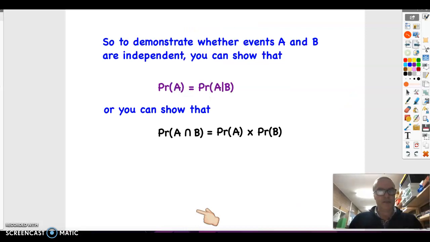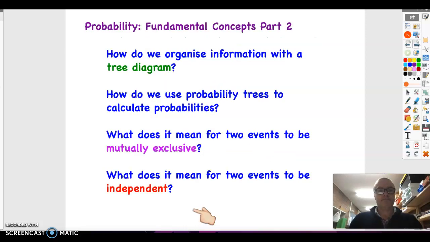So just to be clear, to demonstrate whether events A and B are independent, you can either show that the probability of A is equal to the probability of A given B, or you can show that the probability of the intersection is the probability of A times the probability of B. So these are the things that we aim to do in this lesson. We've talked about tree diagrams, mutually exclusive events and independent events.